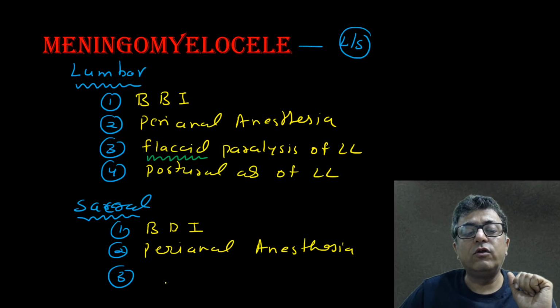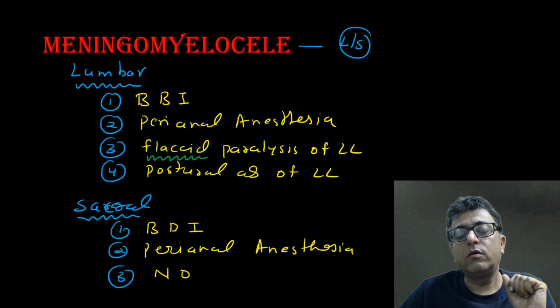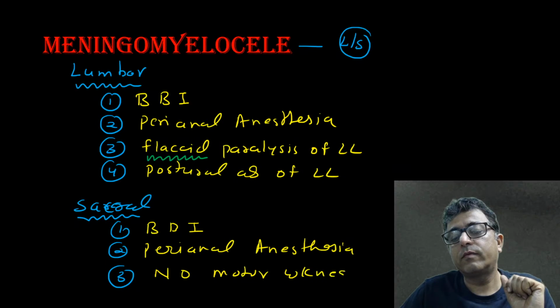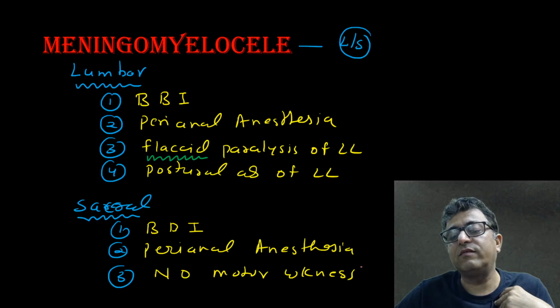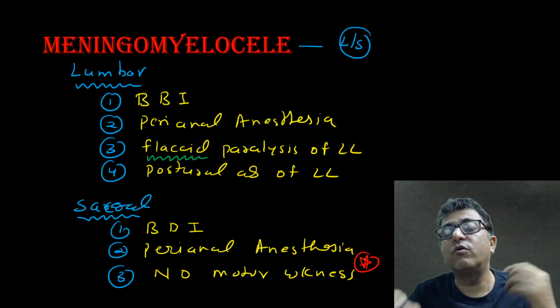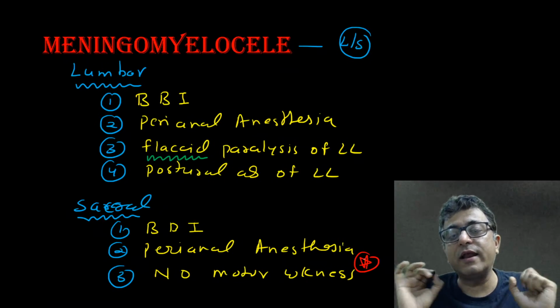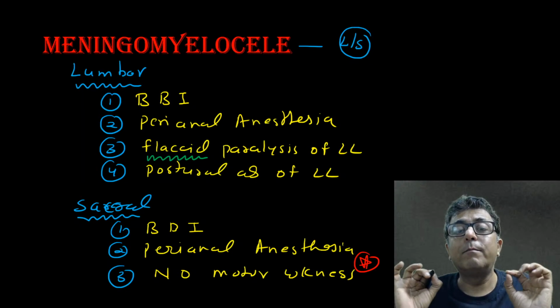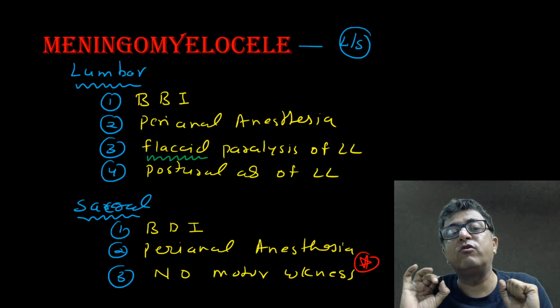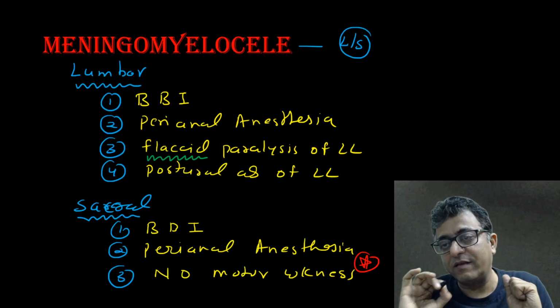Now see, no motor weakness. This is important. No motor weakness is there. No paralysis is there. Only the child will have bowel, bladder incontinence, perianal anesthesia, no sensation of touch and pain, but no motor weakness is there if meningomyelocele is present at the sacral region.